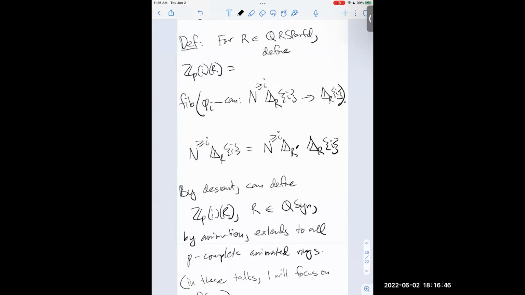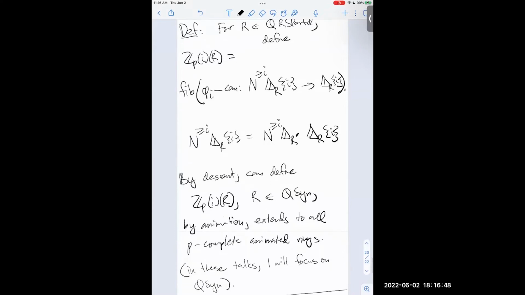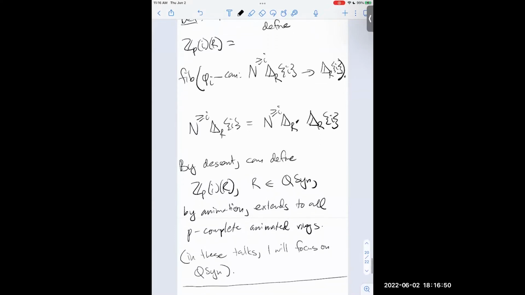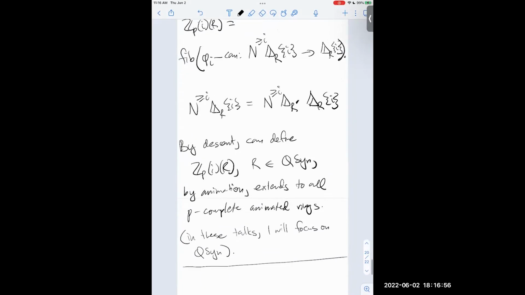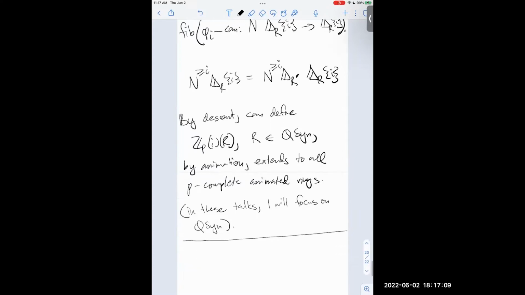Then briefly at the very end, as it came up in the questions, I mentioned that you can actually extend it by animation to all p-complete animated rings. I will not go into much detail of that now, because in these talks I want to focus on the quasisyntomic case. But I refer, for example, to the work of Bhatt and Lurie, Absolute prismatic cohomology, for a detailed account of this construction.